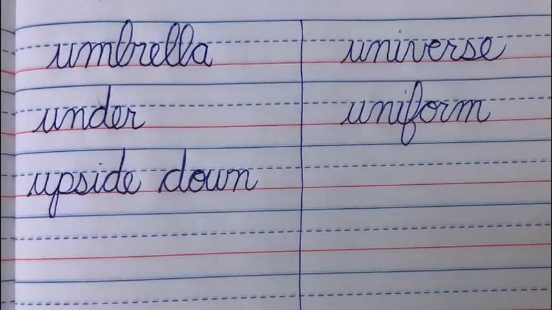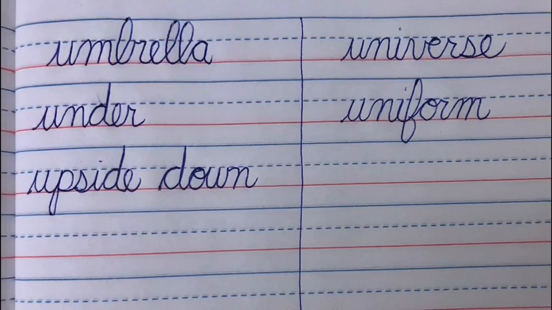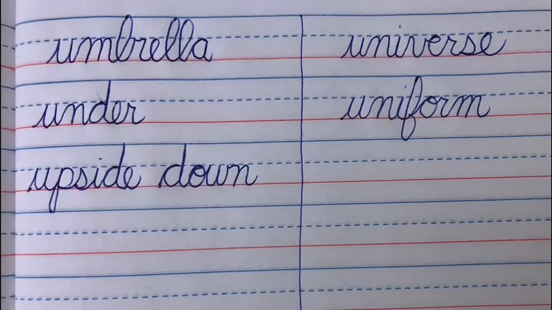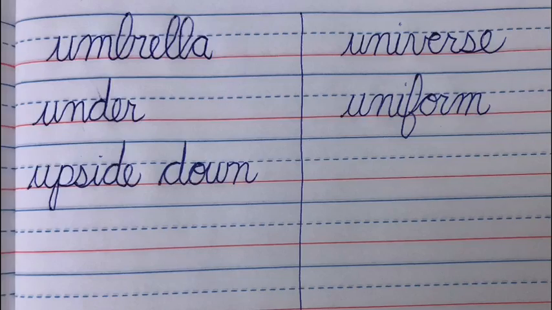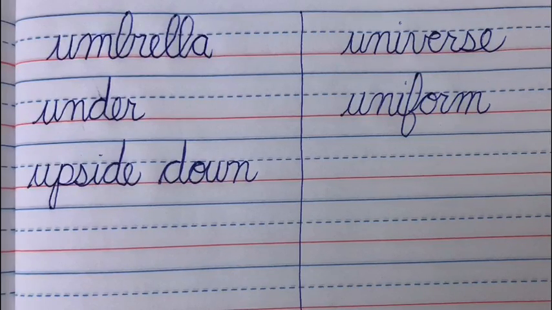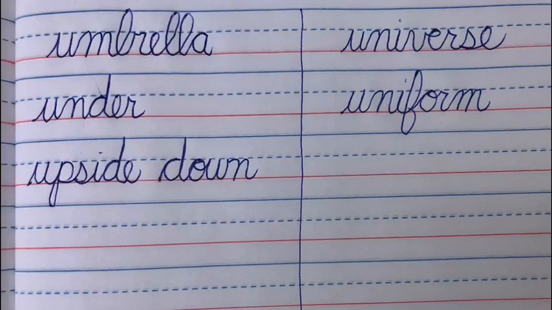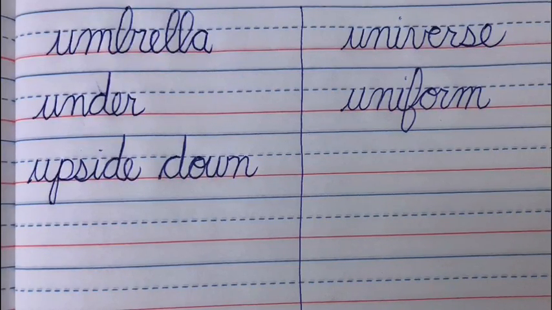I wrote down the words that started with the letter U. On the left are the words I thought of that have the soft U: umbrella, under, upside down. On the right are the words with the hard U: universe, uniform. What else could we add to either list?